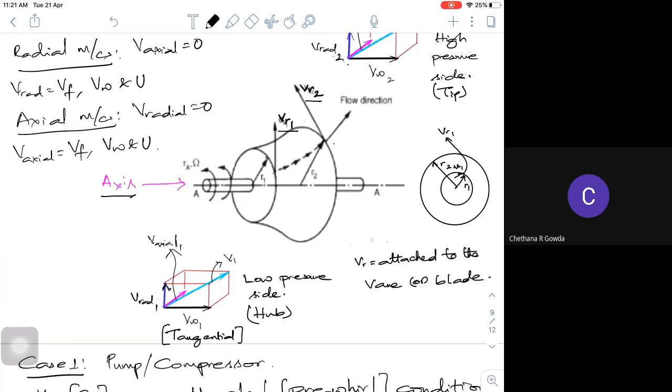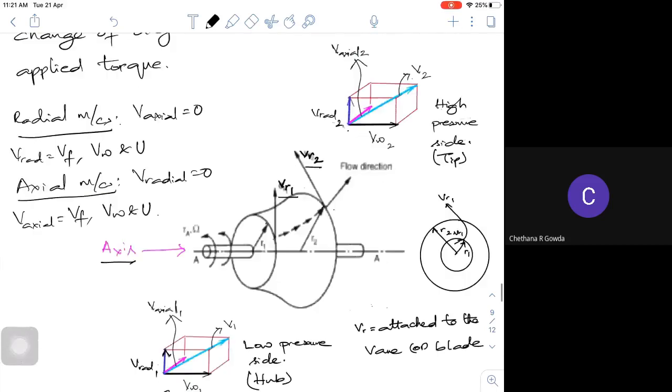The same thing can be applied at the tip side, which is the high pressure side. Now V2, maybe the numbers may be different. If V1 is less than V2, it becomes a compressor or a pump. If the fluid enters at higher velocity compared to the exit velocity, it becomes a turbine. Depending upon the magnitude, the directions all depend on the blade configuration. Your V2 will also have very similar components to that of V1.